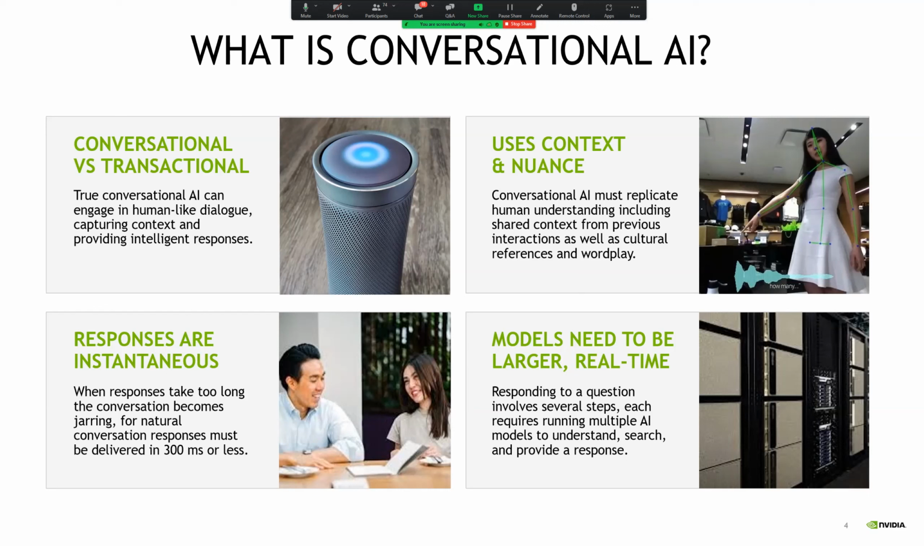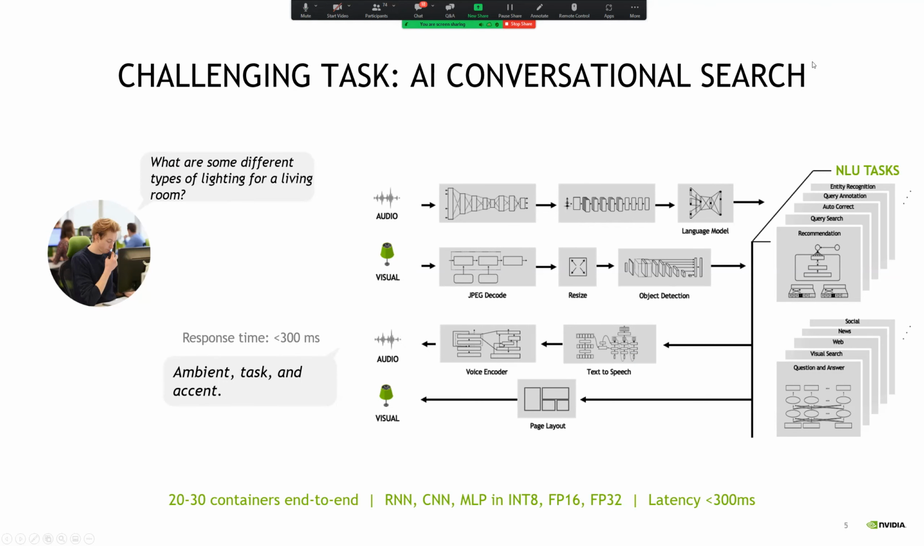So that's what we mean when we talk about conversational AI. Probably everybody here gets that. And so this is a challenging task, right? This is conversational AI with a search task layered on. For example, suppose you're looking at a catalog on your computer, and you say, what are some different types of lighting for a living room?